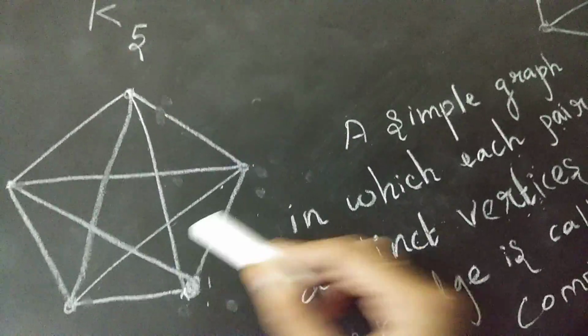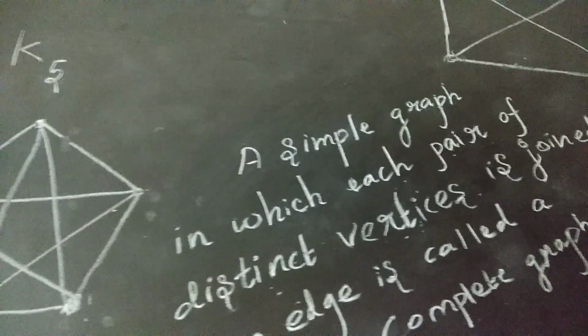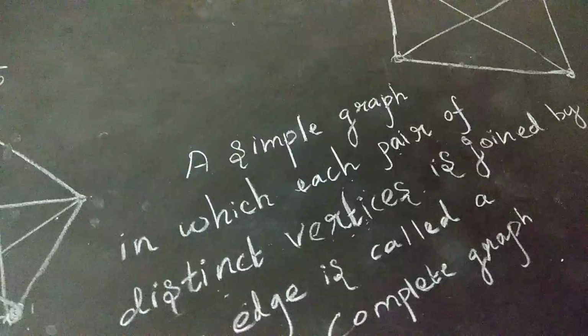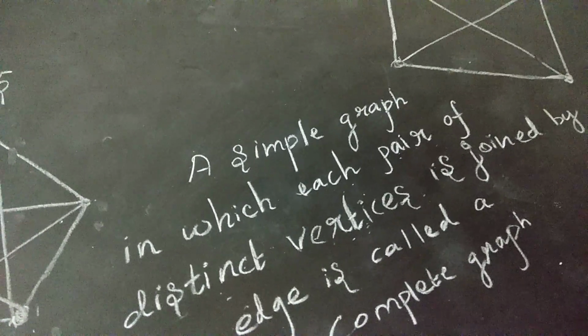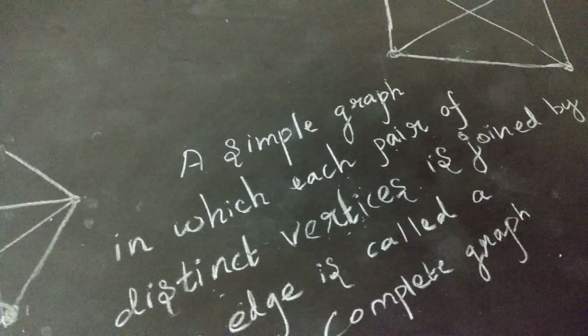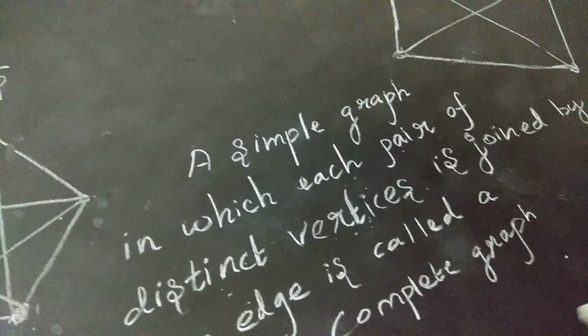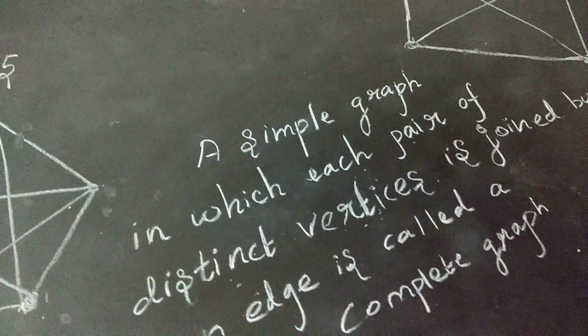Is that clear? So if anybody asks you what is called a complete graph, you have to answer. What should be your answer? Your answer should be: a simple graph in which each pair of distinct vertices is joined by an edge is called a complete graph. Is that okay?